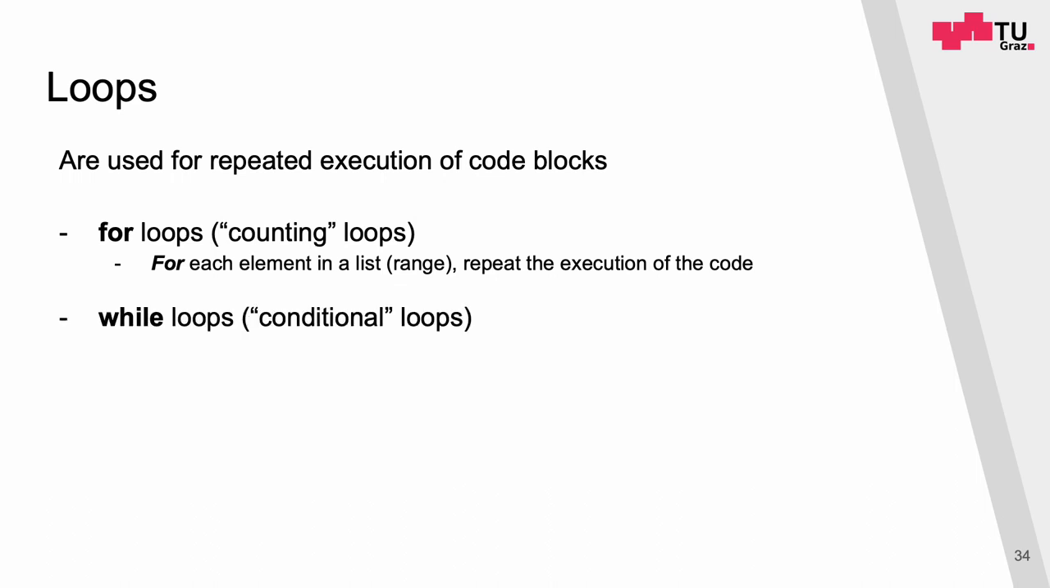The second type of loops, which is available in Python, are called while loops or conditional loops. A while loop executes the code while a given condition is true. So while a given condition is true, repeat the execution of the code.